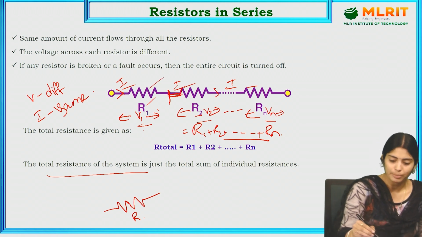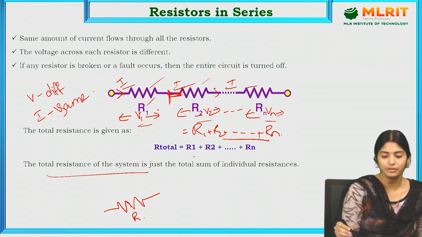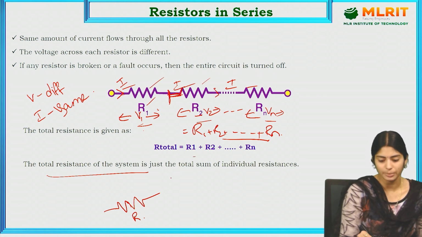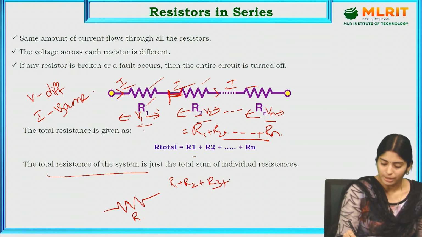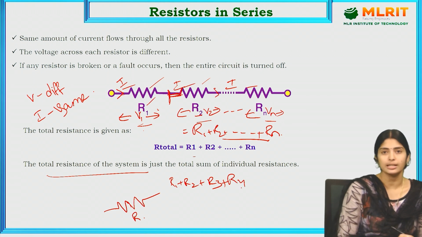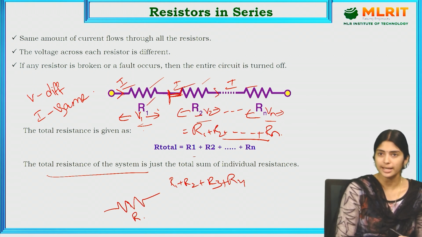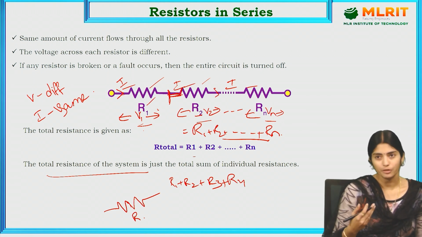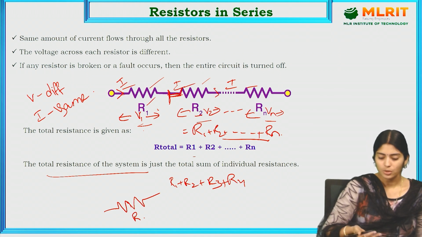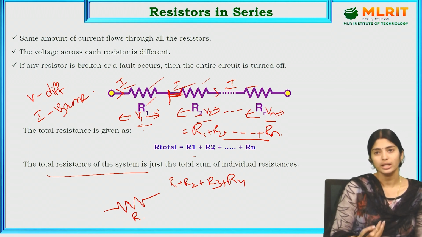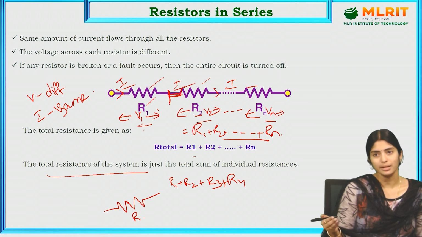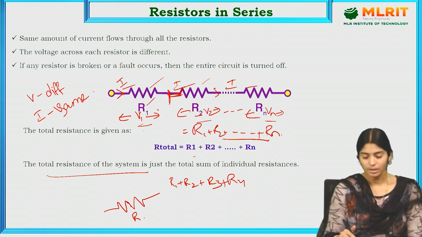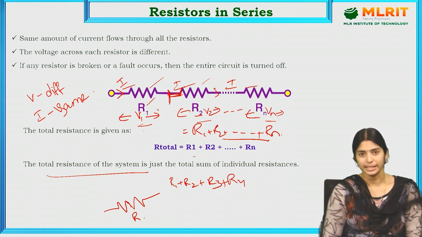So how many resistors are there? If 3 resistors are there, we can determine R total is equal to R1 plus R2 plus R3. If 4 resistors are there, then the equivalent resistance is R1 plus R2 plus R3 plus R4. Similarly, however many resistors we have connected, the resistance is the sum of them all. So likewise, we determine resistors connected in series.